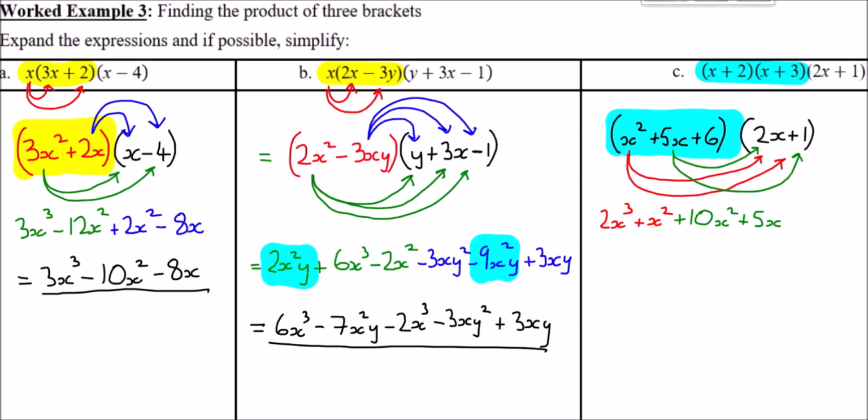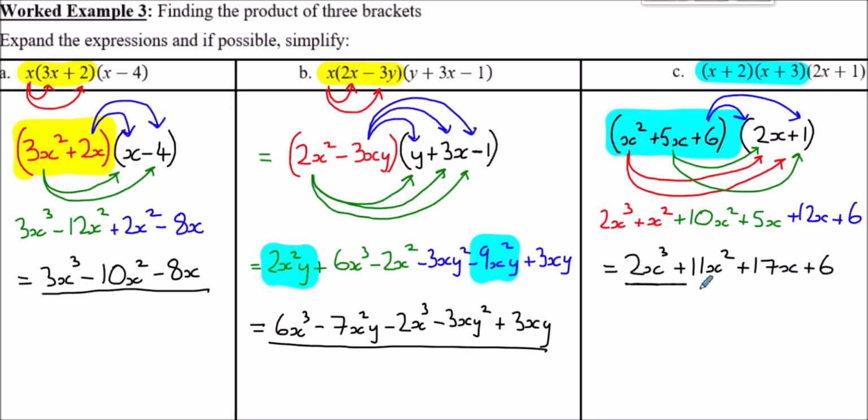Finally, we come to the positive 6. So positive 6 multiplied by 2x, that's going to give us positive 12x. And finally, positive 6 multiplied by positive 1 is just plus 6. This can now be simplified down somewhat. So we have 2x cubed, can't even read, that's embarrassing. x squared plus 10x squareds, that gives us plus 11x squared altogether. 5x plus 12x gives us 17x altogether. And finally just this plus 6 at the end, which we mustn't forget about. And we're done. Now it's over to you.